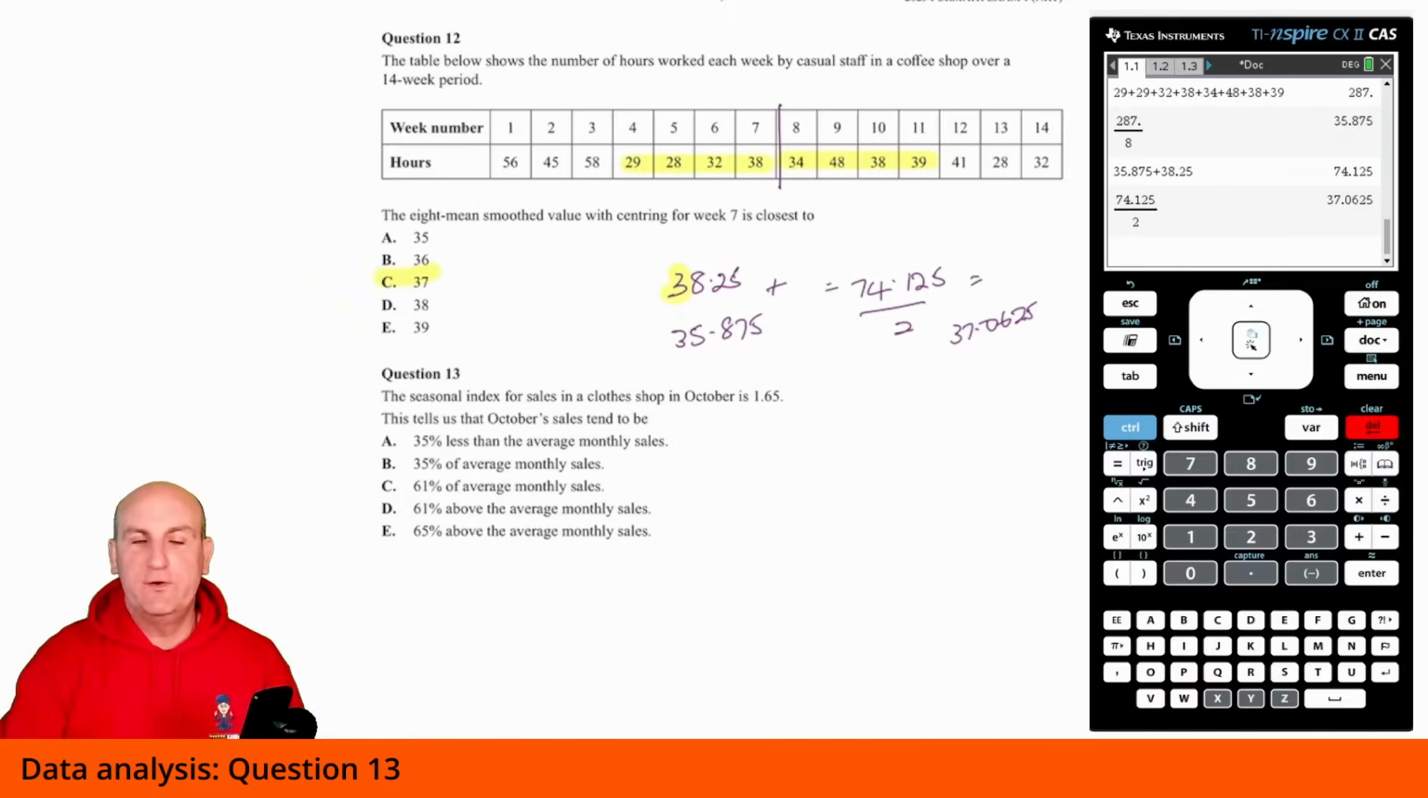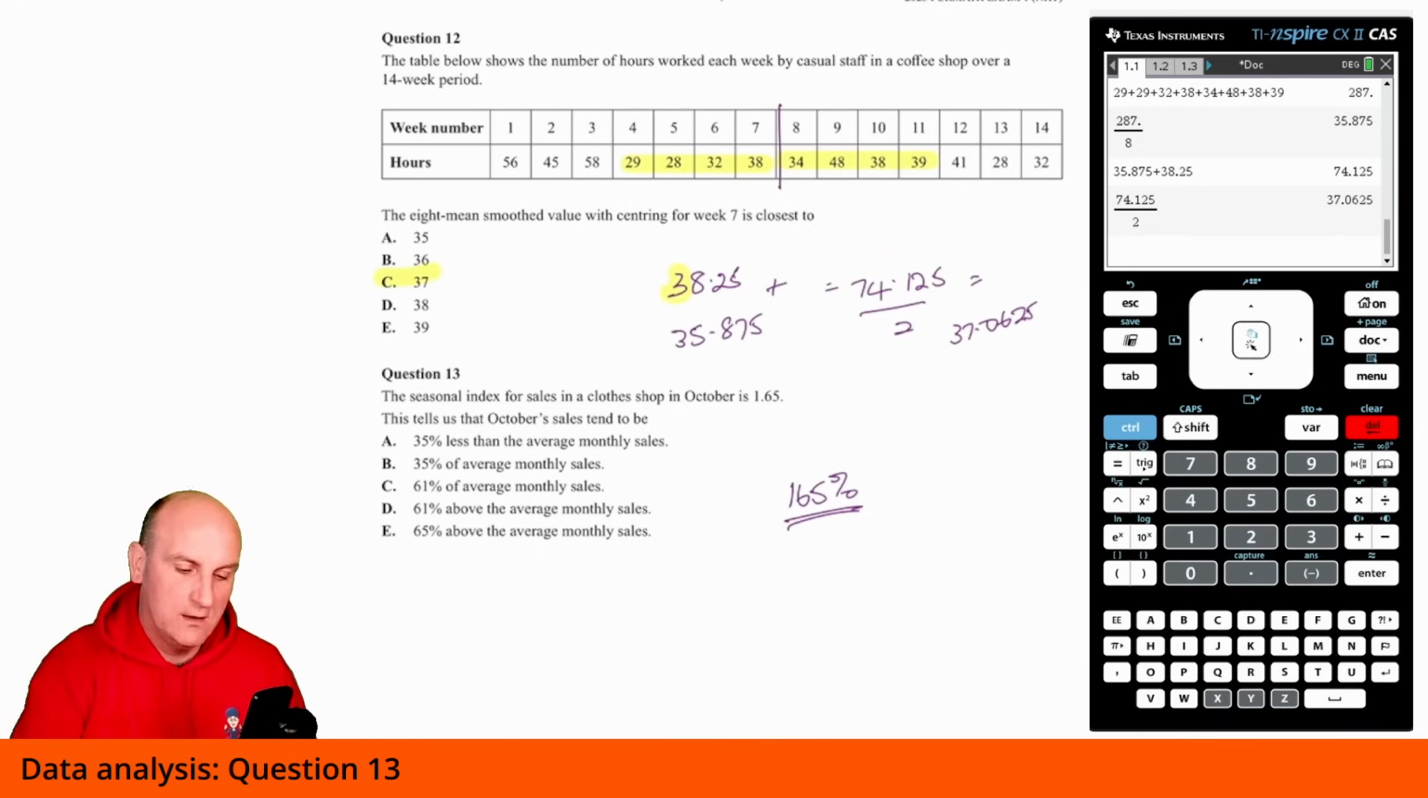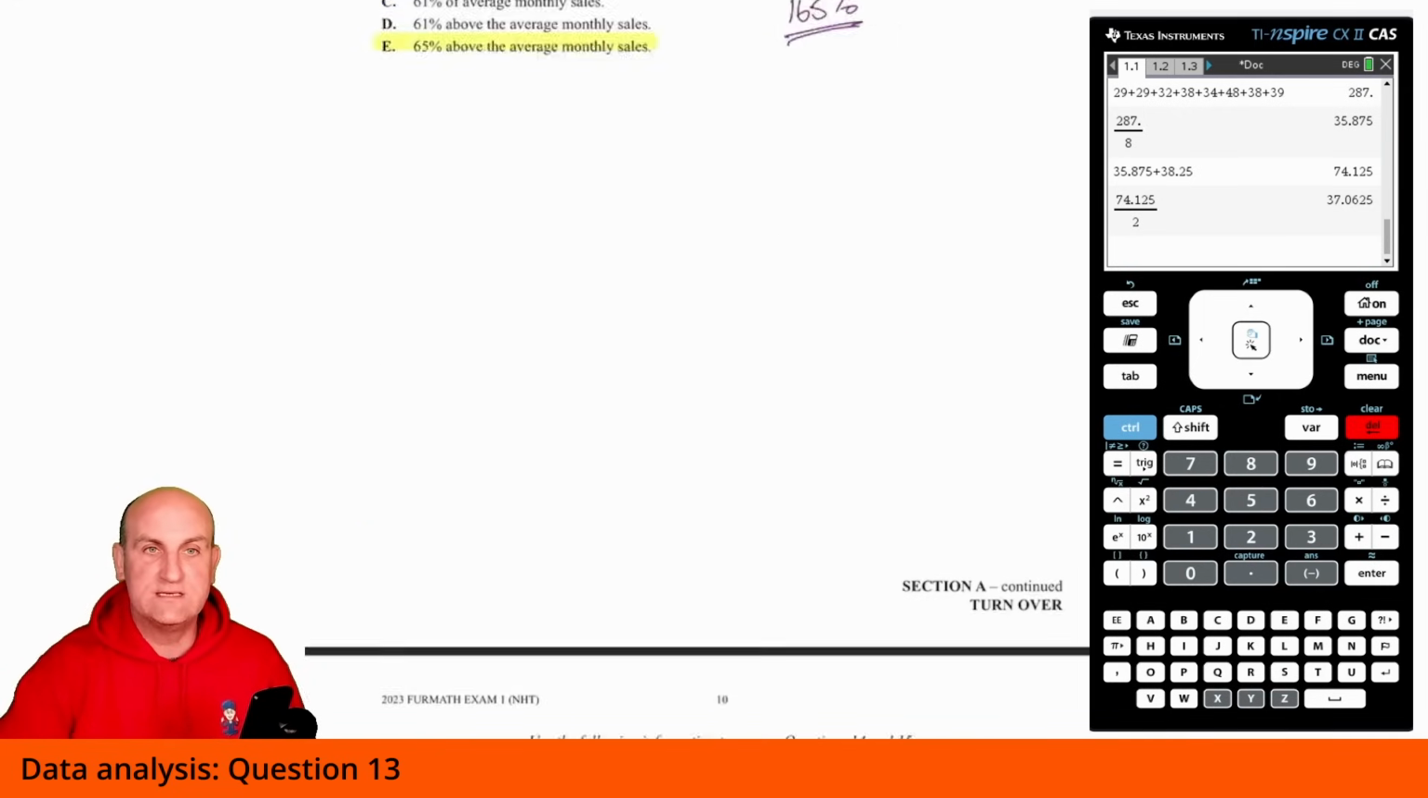Okay, now moving on to question 13. The seasonal index for sales in a clothes shop in October is 1.65. This tells us that October sales tend to be, well, 1.65 is basically 165% of the average. So 165% of the average, which basically tells me that if 100 is the average, it is 65% above my average sales. That was a nice, easy question. Normally they ask you to correct for seasonality. Ooh, got away lightly on that one. So let's move this up and let's keep going.